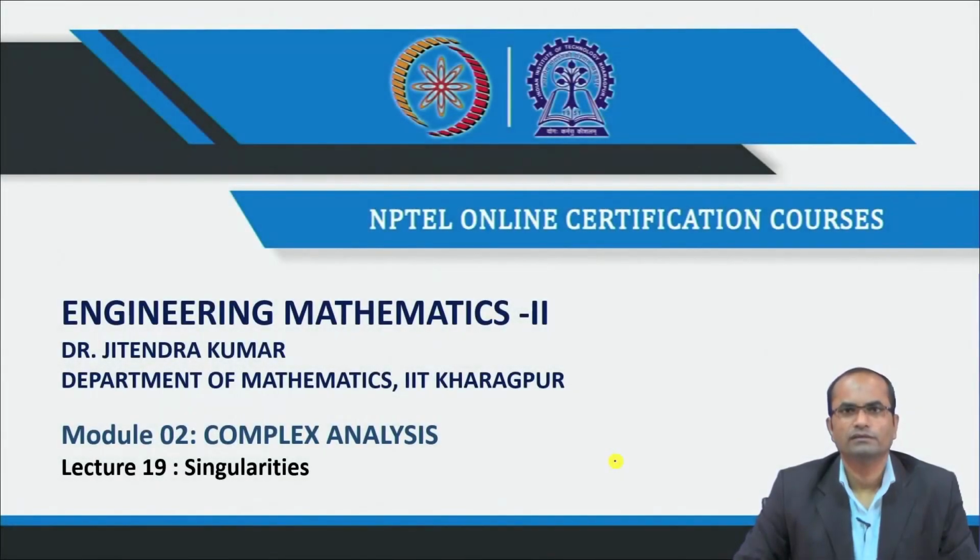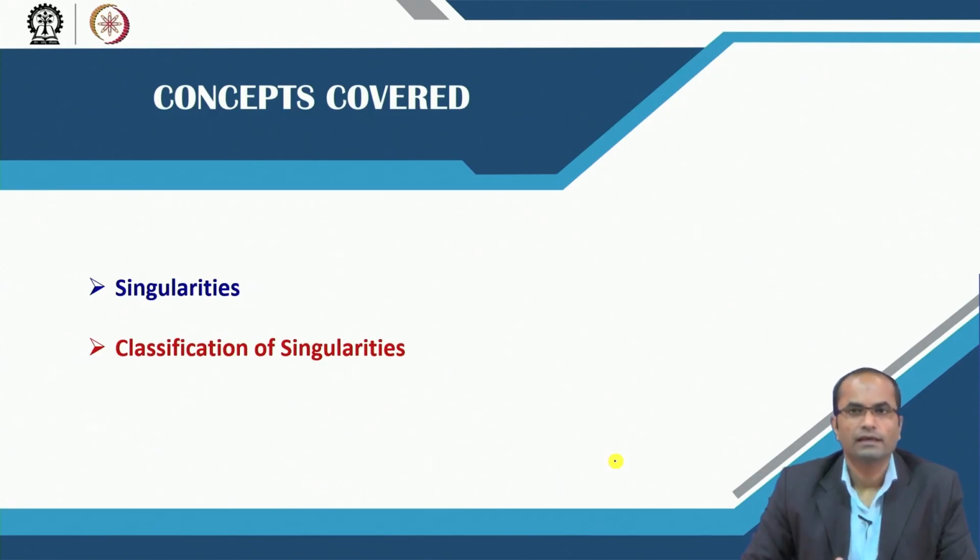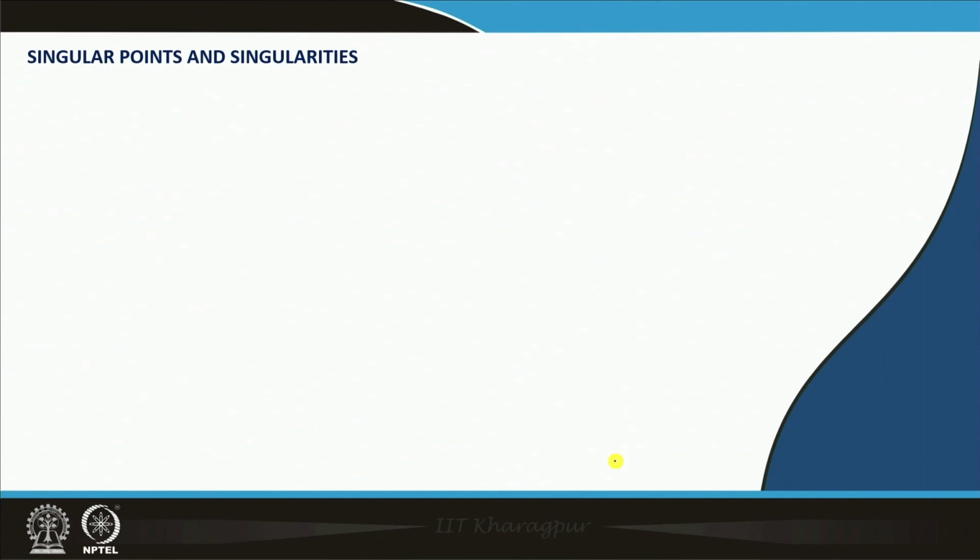So, welcome back to lectures on engineering mathematics 2. This is lecture number 19 on singularities. Today we will discuss what the singularities of functions of a complex variable are, and then how to classify these singularities into different categories. So, what is a singular point and what do we mean by singularities?